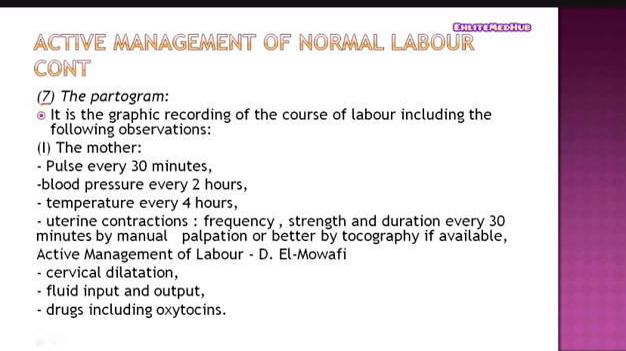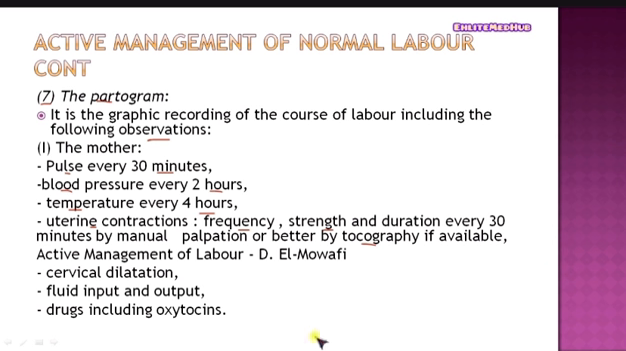So seventh is the partogram, which is the graphic recording of the course of labor, including the following observations. The mother: check pulse every 30 minutes and record. Blood pressure every 2 hours and record. Temperature every 4 hours and record. Check for uterine contractions, its frequency, strength, and its duration every 30 minutes by manual palpation or better by tocography if available.